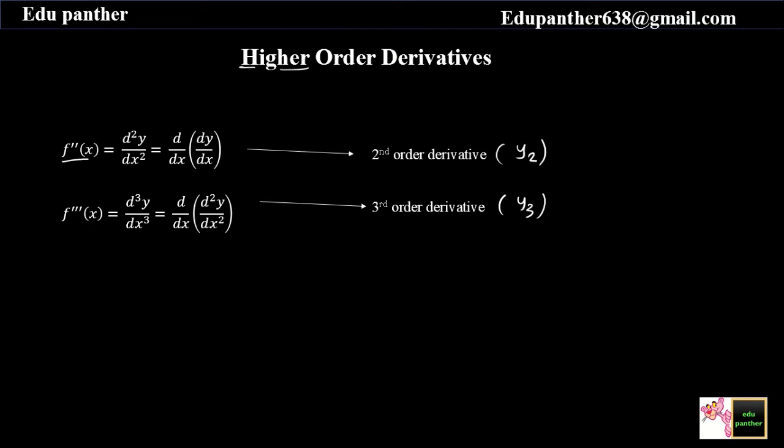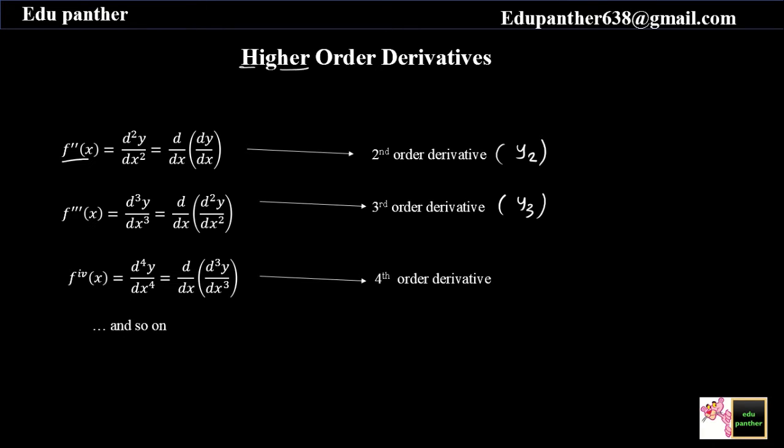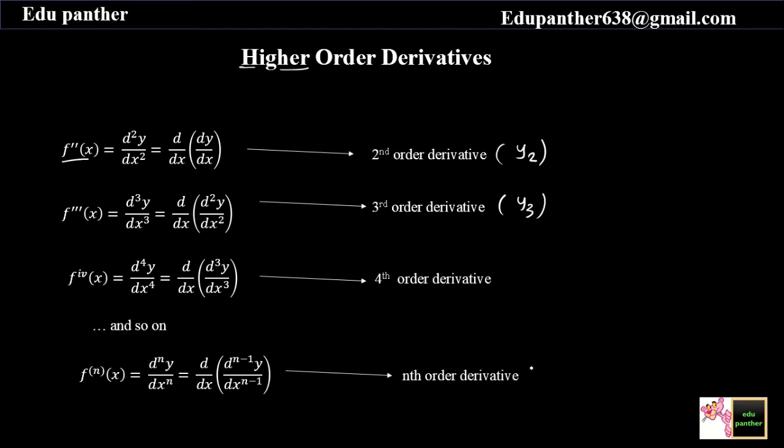Similarly, if we differentiate our function four times, that will be denoted by f4x or d raised to 4 y by dx raised to 4. That means differentiating the third derivative again. So that is your fourth order derivative. Similarly, if we keep on differentiating our function n times, that nth derivative will be called the nth order derivative. That means it is the derivative of the n minus 1 order. So this is your nth derivative, and you can use the notation yn for this nth order derivative.